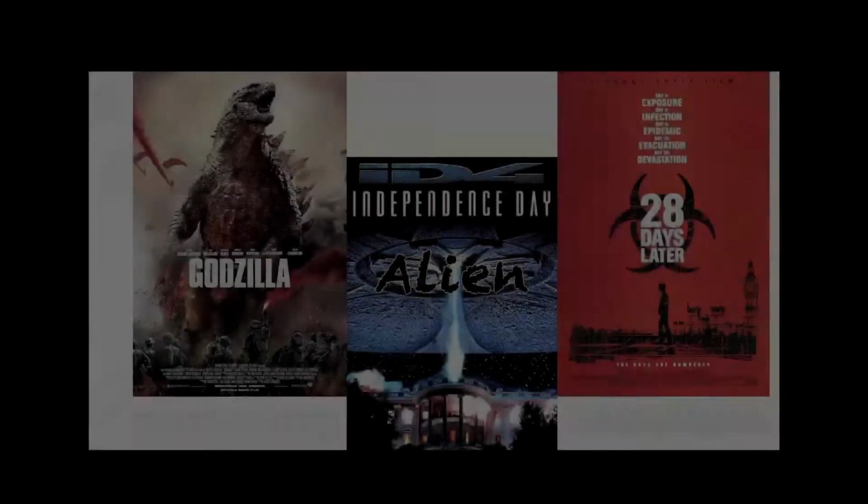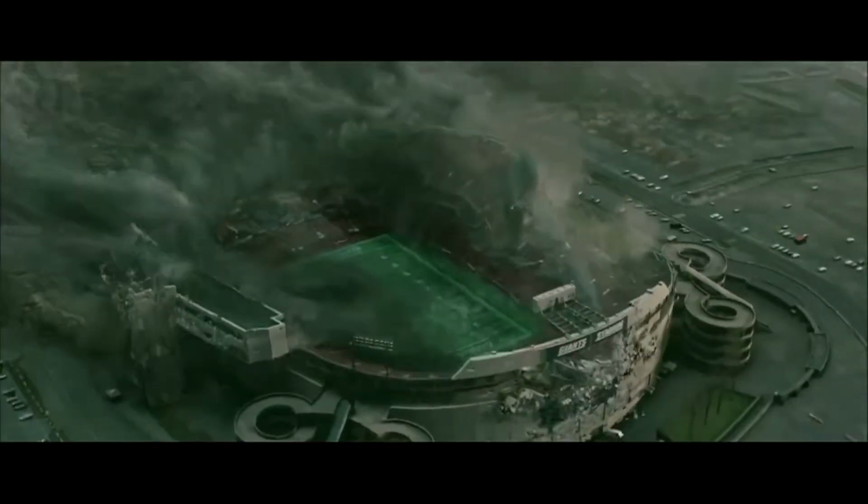Then there is alien. This can include all things unnatural, so anything from Godzilla to an alien invasion to a zombie apocalypse. Examples include Independence Day, 28 Days Later, and The Day the Earth Stood Still.